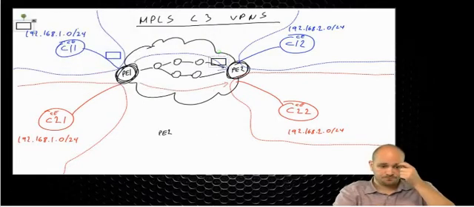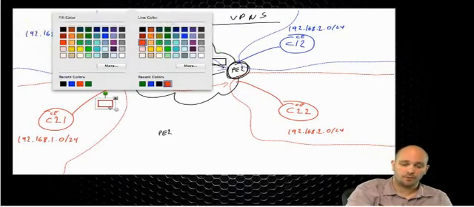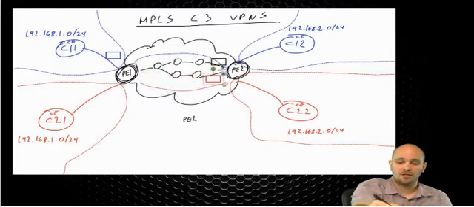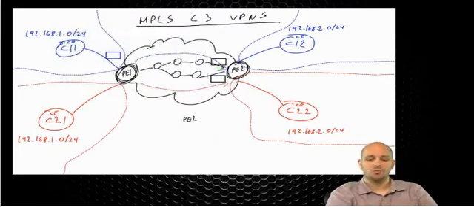Let's see what happens with the red packet. Now the red packet is sent. When the red packet arrives here, it gets the label PE2, this gets swapped, swapped, swapped, and the penultimate device here actually drops the last label and the packet arrives at PE2, but it arrives in a black routing table. So now PE2 needs to perform a lookup in a black routing table for, let's say, 192.168.2.15. If we don't have the route, this packet gets dropped. This packet also gets dropped.